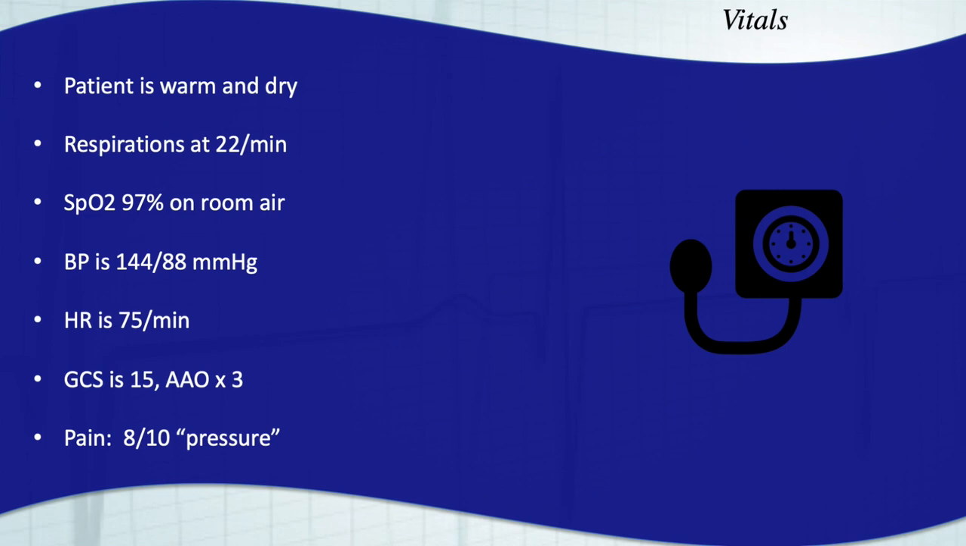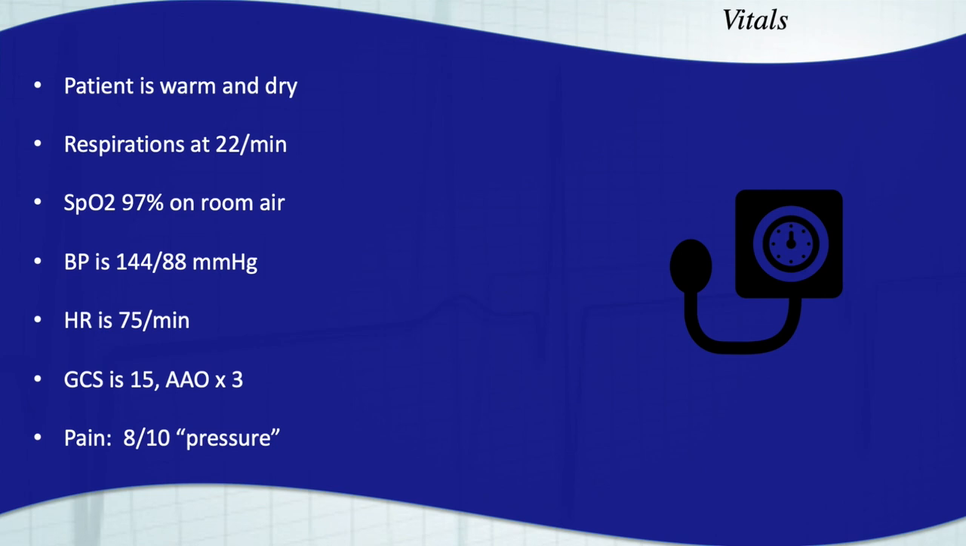The patient's warm and dry. His respirations are 22 per minute, appeared to be unlabored. SpO2 is 97% on room air, and blood pressure is 144 over 88. Heart rate is 75. His Glasgow is 15. He's totally compos mentis, alert and oriented times 3. And he's saying that the pain is about 8 out of 10, and it's just a pressure in his chest.